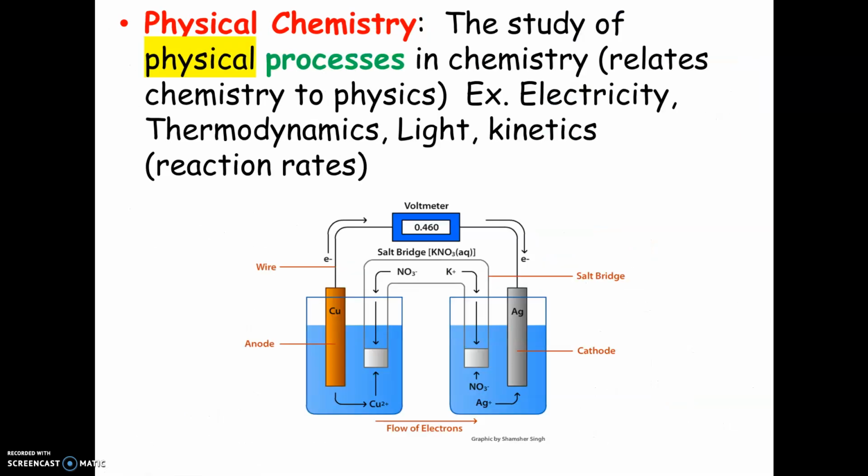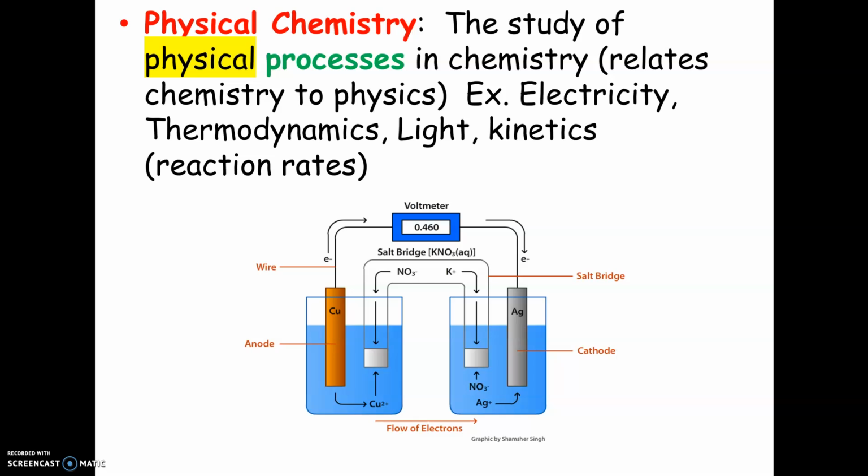All right, physical chemistry relates chemistry to physics. So when you think physical, don't think like physical fitness kind of thing, but think chemistry and physics. So this would be things like electricity. The picture here is showing a salt bridge, and you can actually see two metals, and they're basically creating an electrical current here. So this would be an example of physical chemistry.